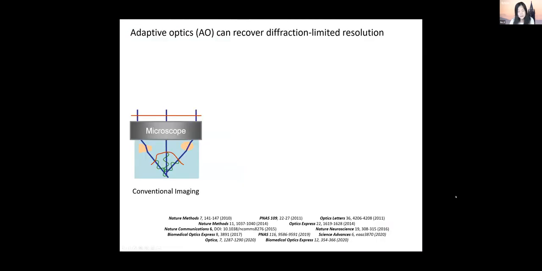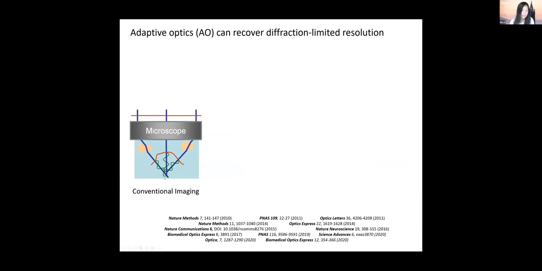Now, we cannot directly apply the adaptive optical method developed in astronomy to microscopy, because the samples we are looking at are optically opaque, unlike in the astronomy case where they are looking through clear sky. So in my lab, we've been developing adaptive optical methods for microscopy over the past 10 years, and they are all based on a very simple physics picture.